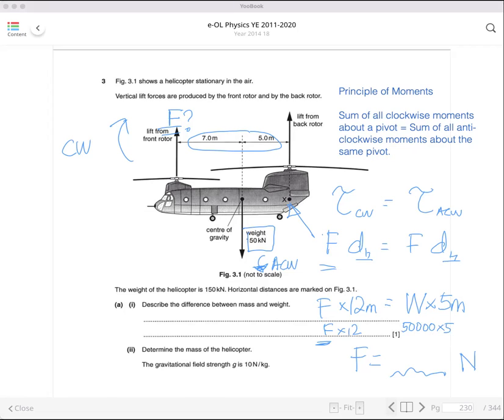Okay, hold on. Let me look at Yiting's answer. I'm sorry, there's an error here. The weight is 150. Okay, try again. Big one. Okay, well done. So let's move on.